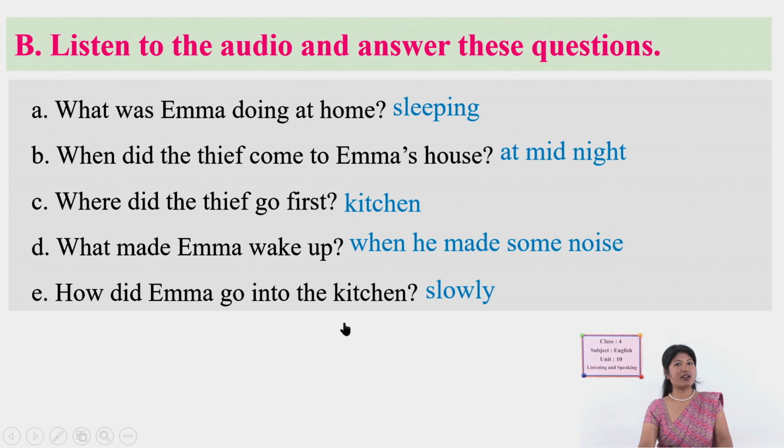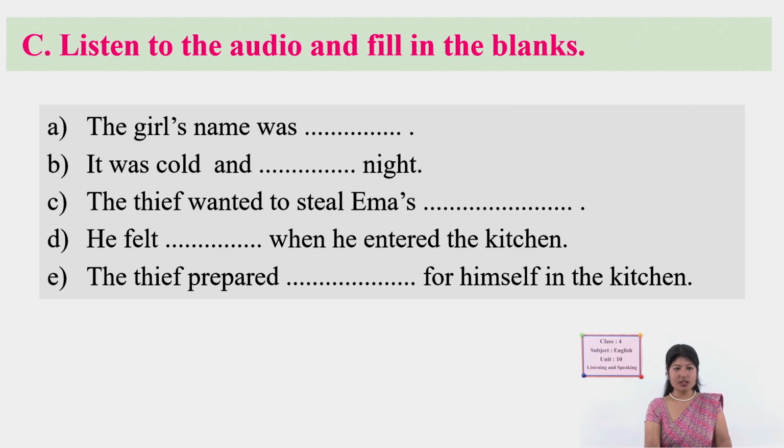I have brought some more exercise for you. Please look at here. Listen to the audio and fill in the blanks. Okay, some more exercises. Let's discuss these questions. Number A, what was the girl's name? Quite easy, right? Number B, it was cold and what type of night it was? Number C, the thief wanted to steal Emma's what? Number D, he felt what when he entered the kitchen? Number E, the thief prepared what for himself in the kitchen? So to complete this task, I'm going to play the audio one more time and find out the answers. Okay, so this is third and last listening.